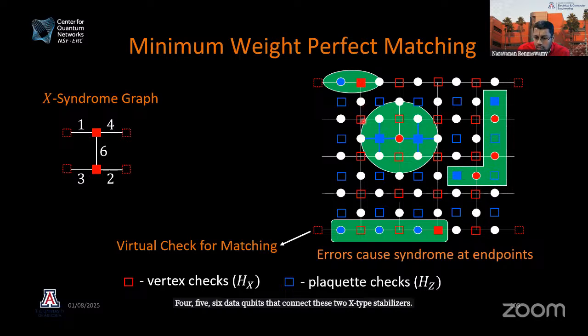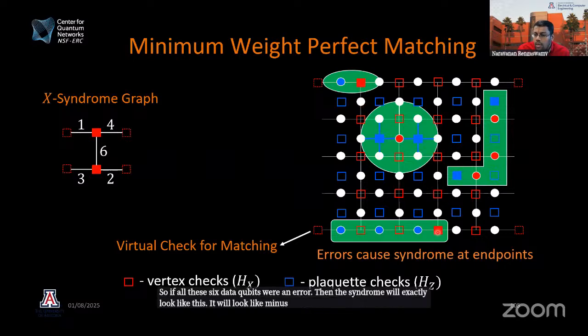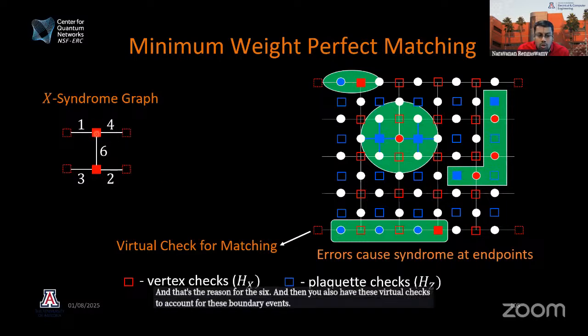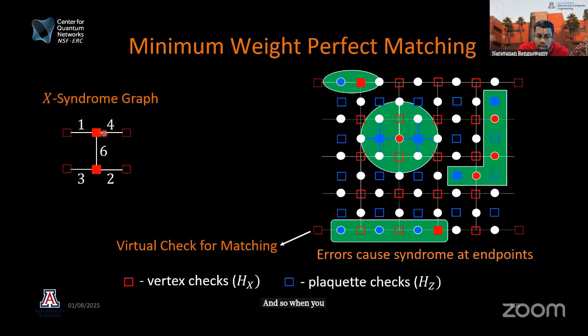So if all these 6 data qubits were in error, then the syndrome will exactly look like this. It will look like -1 here and -1 there. And that's the reason for the 6. And then you also have these virtual checks to account for these boundary events. When you draw an edge from the real check to a virtual check, the weight is just the number of data qubits that need to be flipped to cause exactly that real check to be flagged. And so that's how you form this syndrome graph.